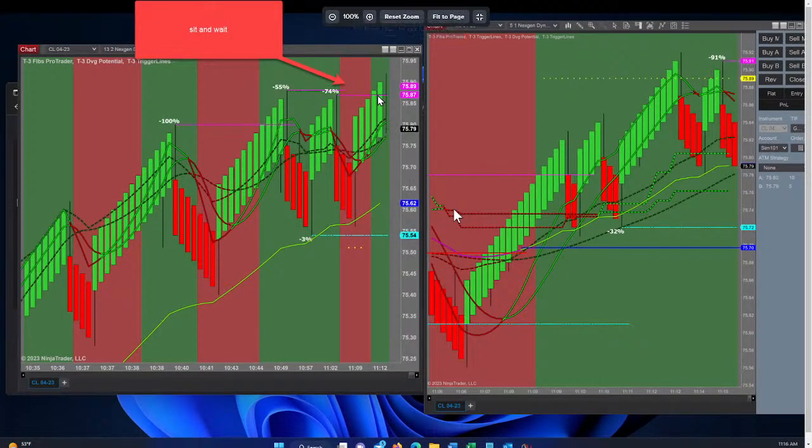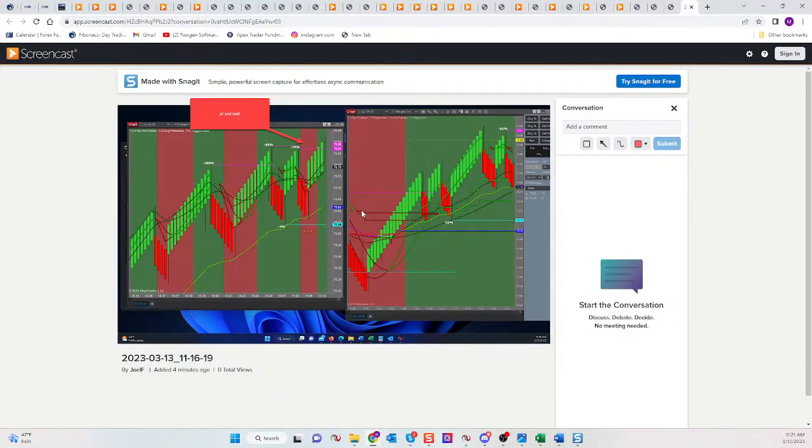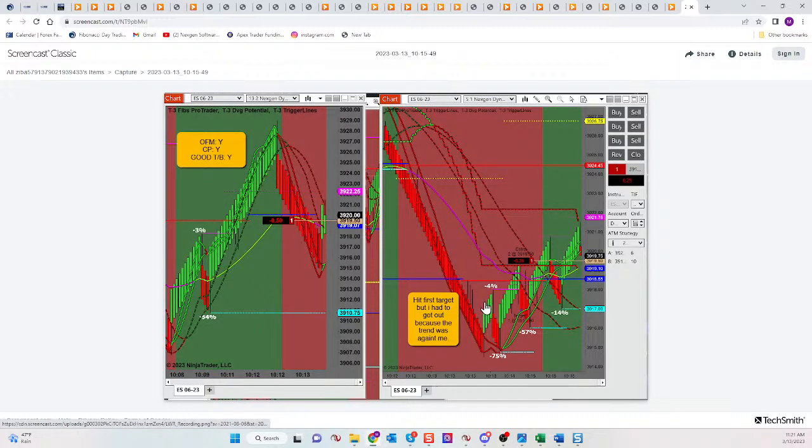Sit and wait. Joel says, this is a termination condition. I'm going to be patient. Joel, I love it. Good job. It's okay to take a picture that says I'm not trading, and here's why.